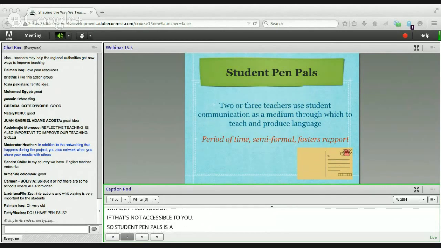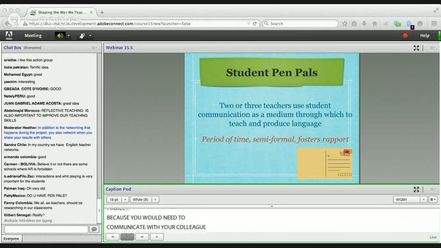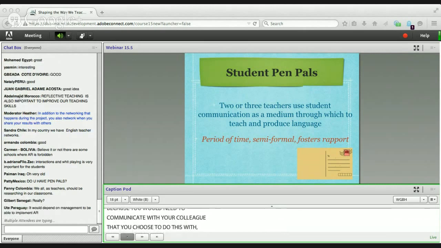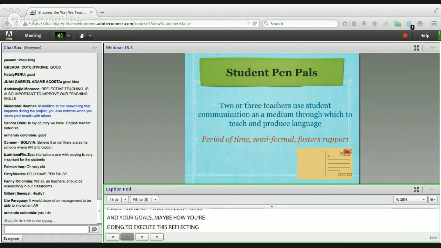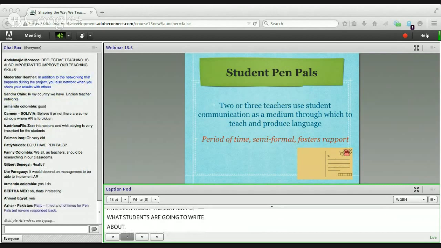even not this local. The collaborative spirit here is in the planning and reflective aspects of the project, because you would need to communicate with your colleague that you choose to do this with about some of your expectations and your goals, maybe how you're going to execute this, reflecting on it, and even about the content of what students are going to write about. So it will require communication up front about all of these things, the topics and expectations and goals.